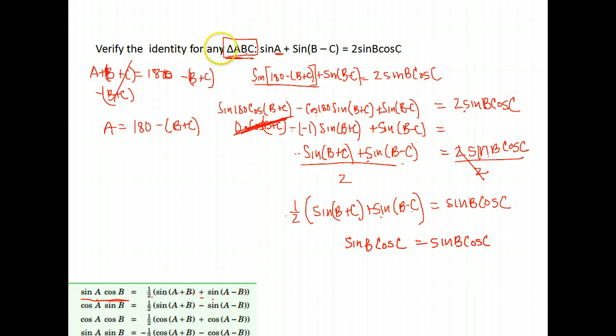It took a little different method. We had to substitute from our knowledge of triangles up here at the top, but then we were able to expand and come down to a product and sum identity.